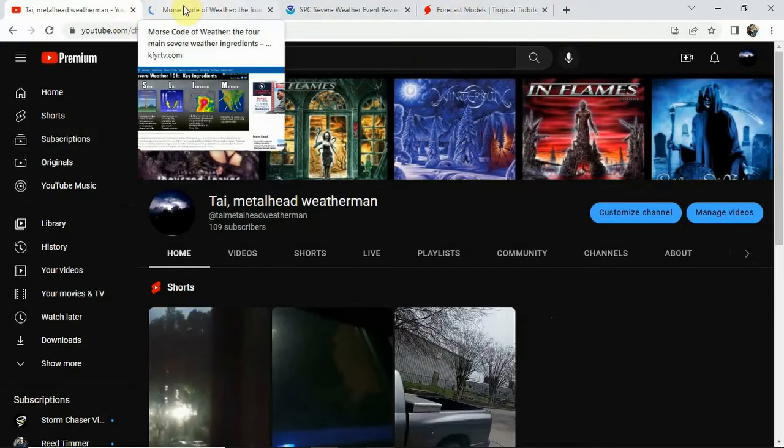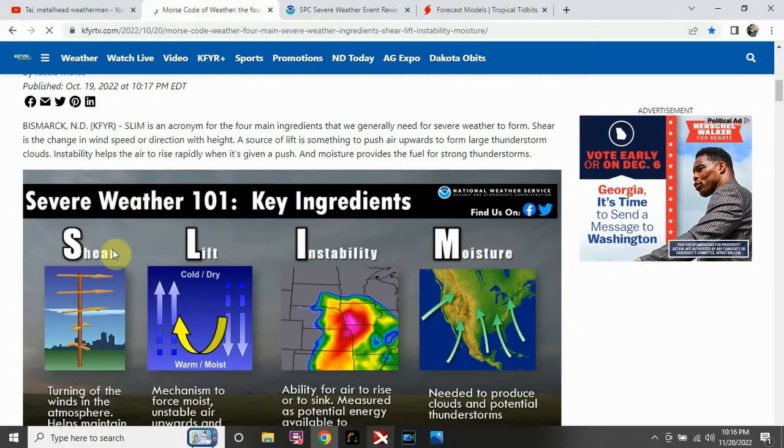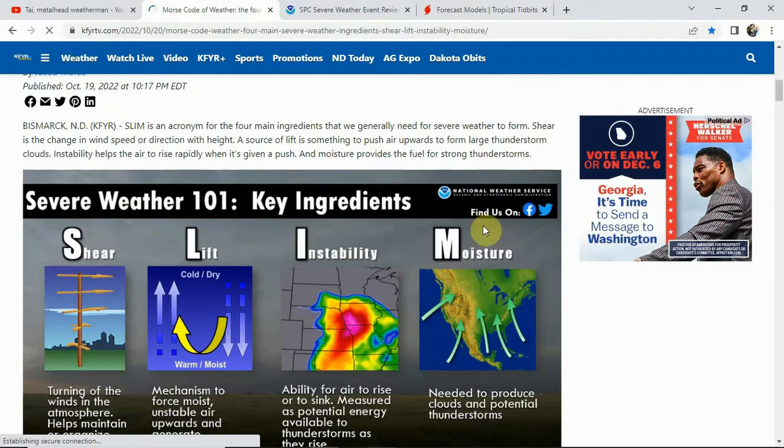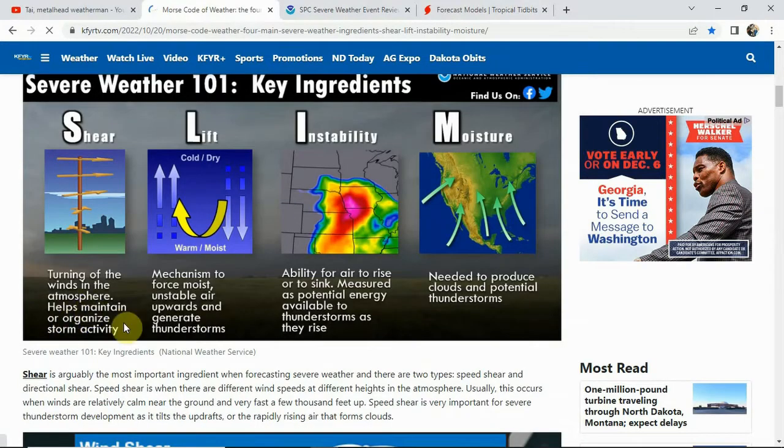So we'll start out with the parameters, and these are the main key ingredients for severe weather. There's actually an acronym for it. It's called S.L.I.M, and you can see the letters right here and what they mean: shear, lift, instability, and moisture. We're going to start this out in order, of course, and arguably the first letter is probably the most important ingredient, and that's shear.